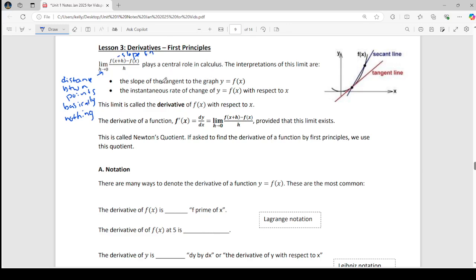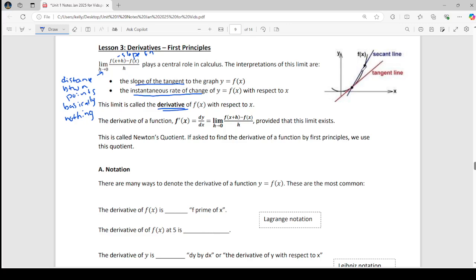We can interpret it as the slope of the tangent to the graph and the instantaneous rate of change of the function with respect to x. And it plays such a central role that it gets its own word. This is called the derivative. So when you're finding the derivative, you're finding the slope of the tangent, you're finding the IROC.